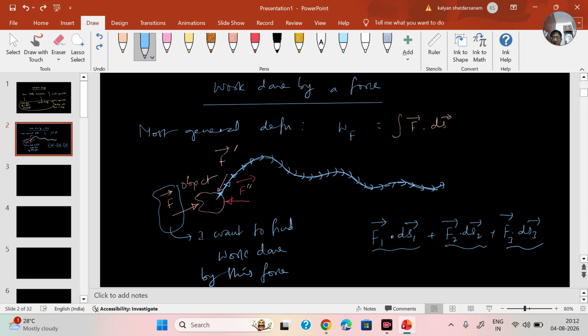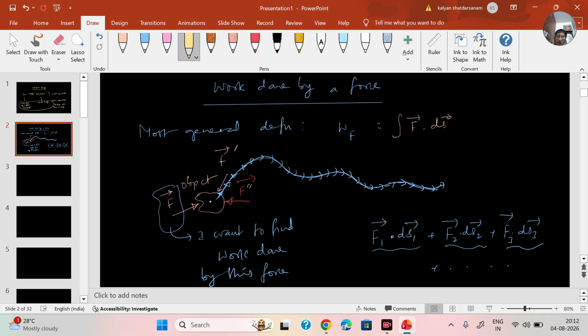Now, when you add all of them like this, there are an infinite number of displacements, because you have divided this whole big curve into displacements, each of which is tending to zero. Each of them is tending to zero, and there are infinite number of them. So you are adding infinite terms, and that takes the form of an integral. So the most general definition is integral F dot ds.